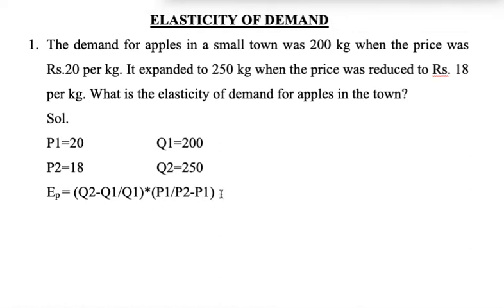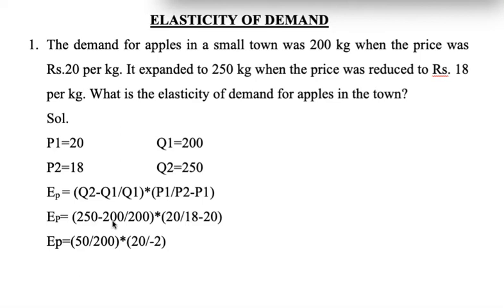So we are going to write down here the values. EP is equal to, we are going to substitute all these values now. So we have 250 minus 200 divided by 200, into 20 divided by 18 minus 20. It is 250 minus 200 is 50 divided by 200. Then we have 20 divided by 18 minus 20 is minus 2. 50 divided by 200 is 1 divided by 4, into 20 divided by minus 2 is minus 10.